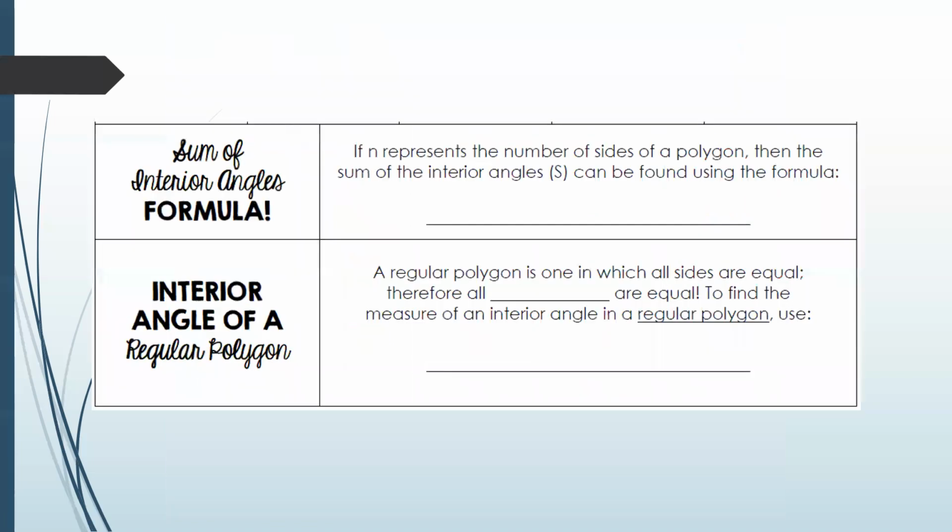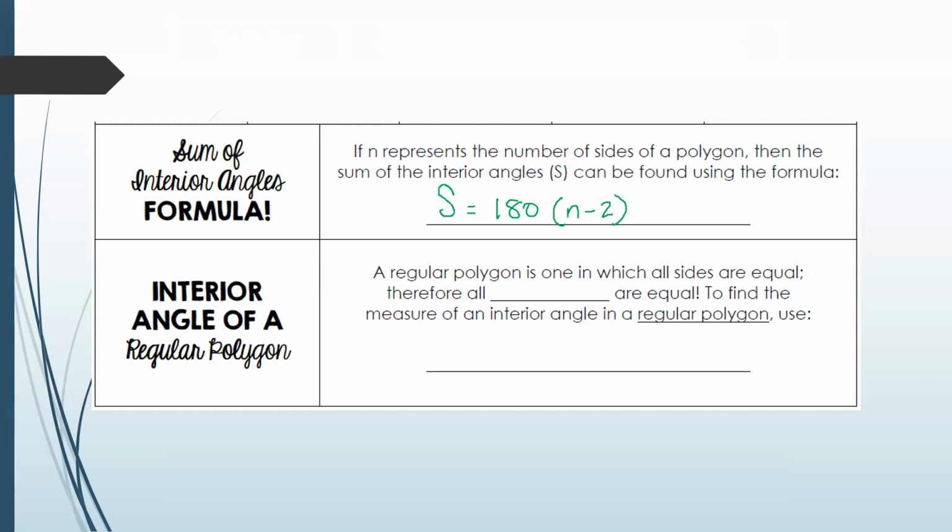So the equation for that, the sum of your interior angles for any polygon is going to be 180 times the number of sides minus 2. That lowercase n is going to be the number of sides. And you can call this capital S for the sum of interior angles.